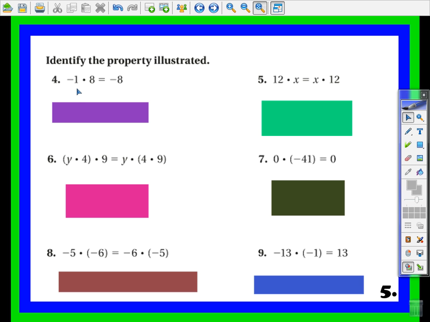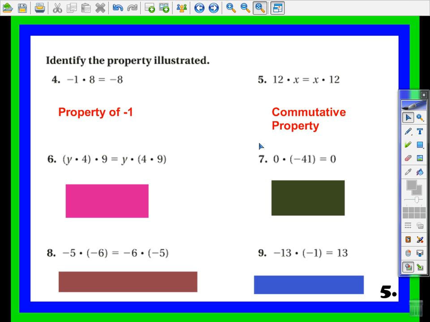All right, multiplying -1 by a number changes its sign. I know that one. It's the multiplicative property of -1. For 5, you're changing the order you multiply two values. That is the commutative property of multiplication. 3, you're changing the way you multiply three values. That's the associative property of multiplication.